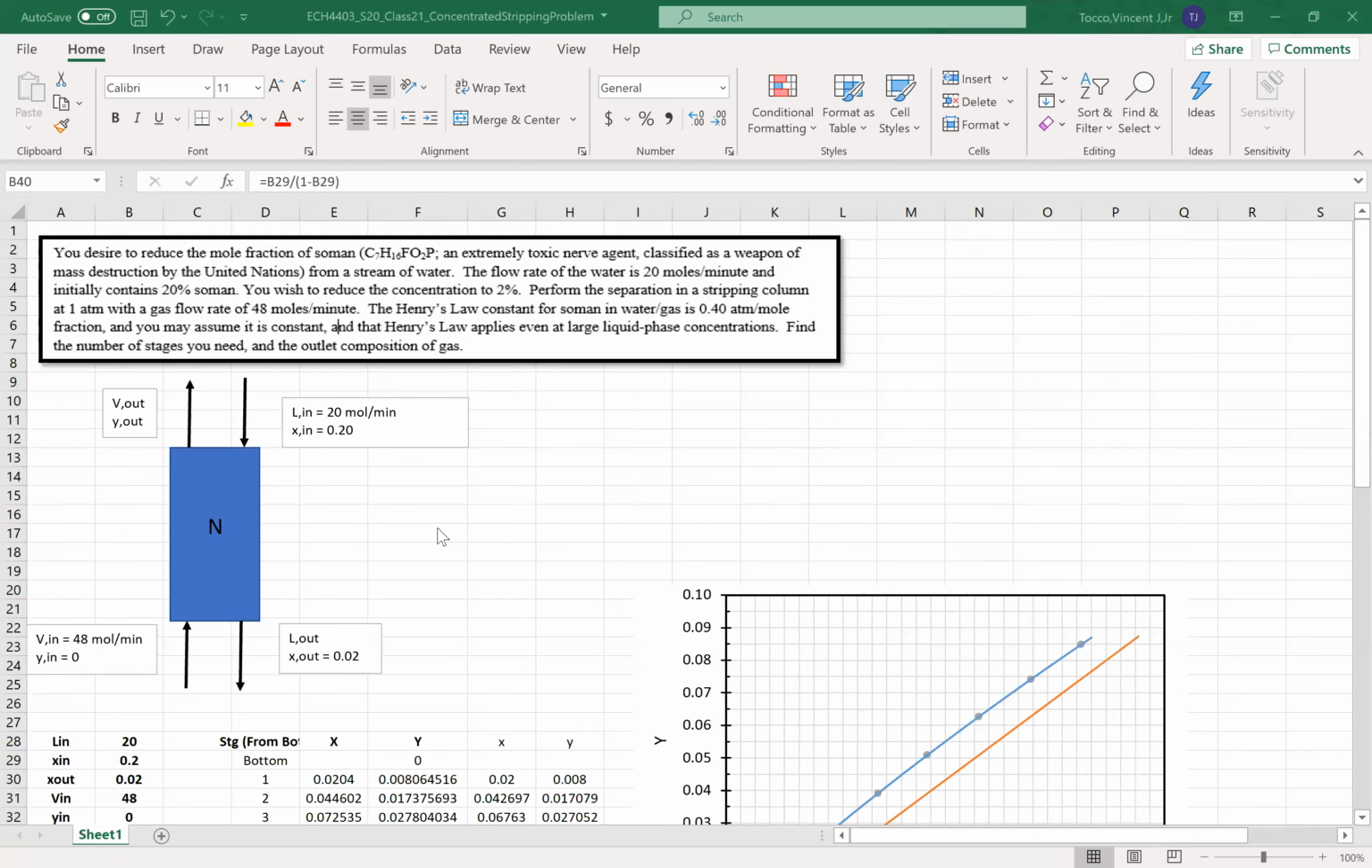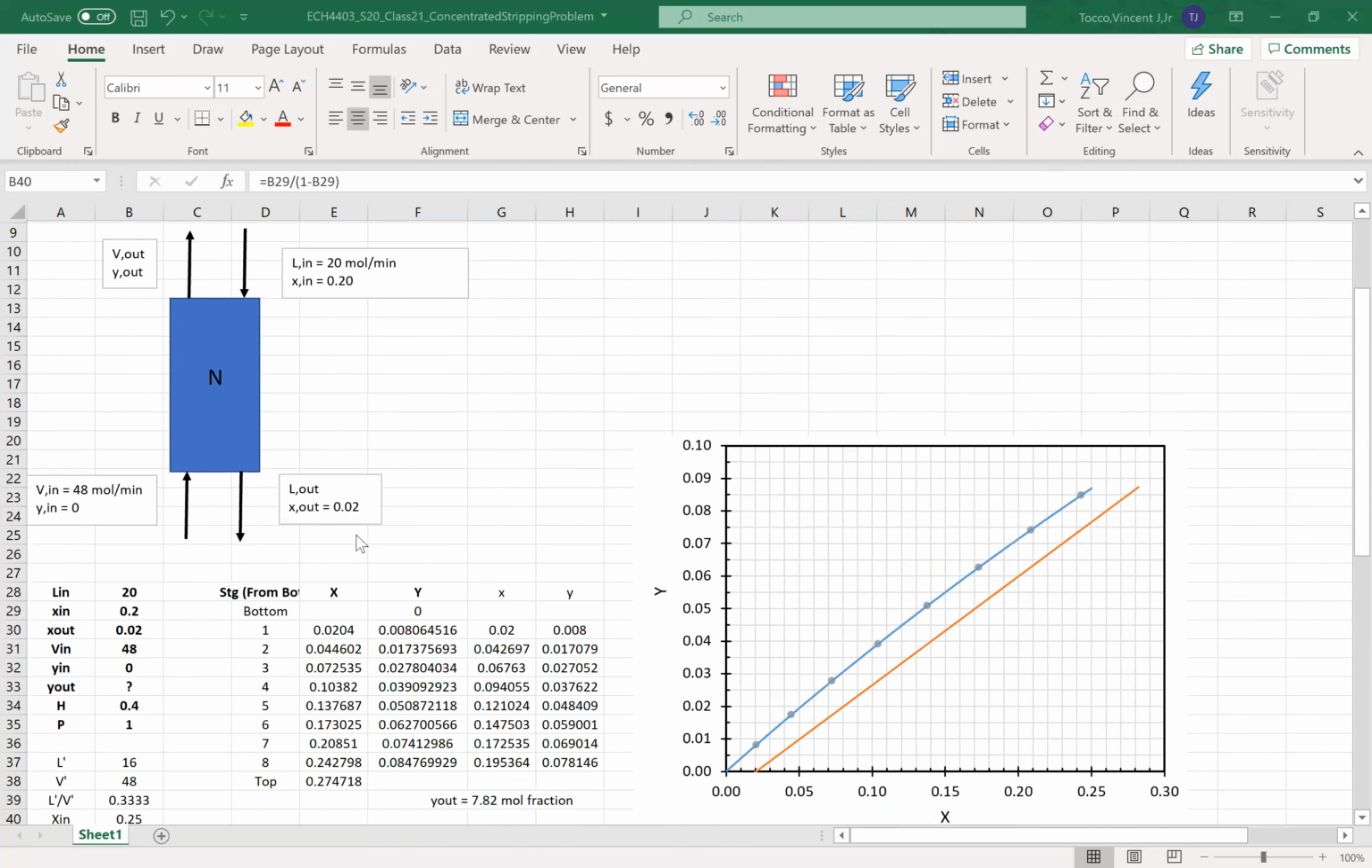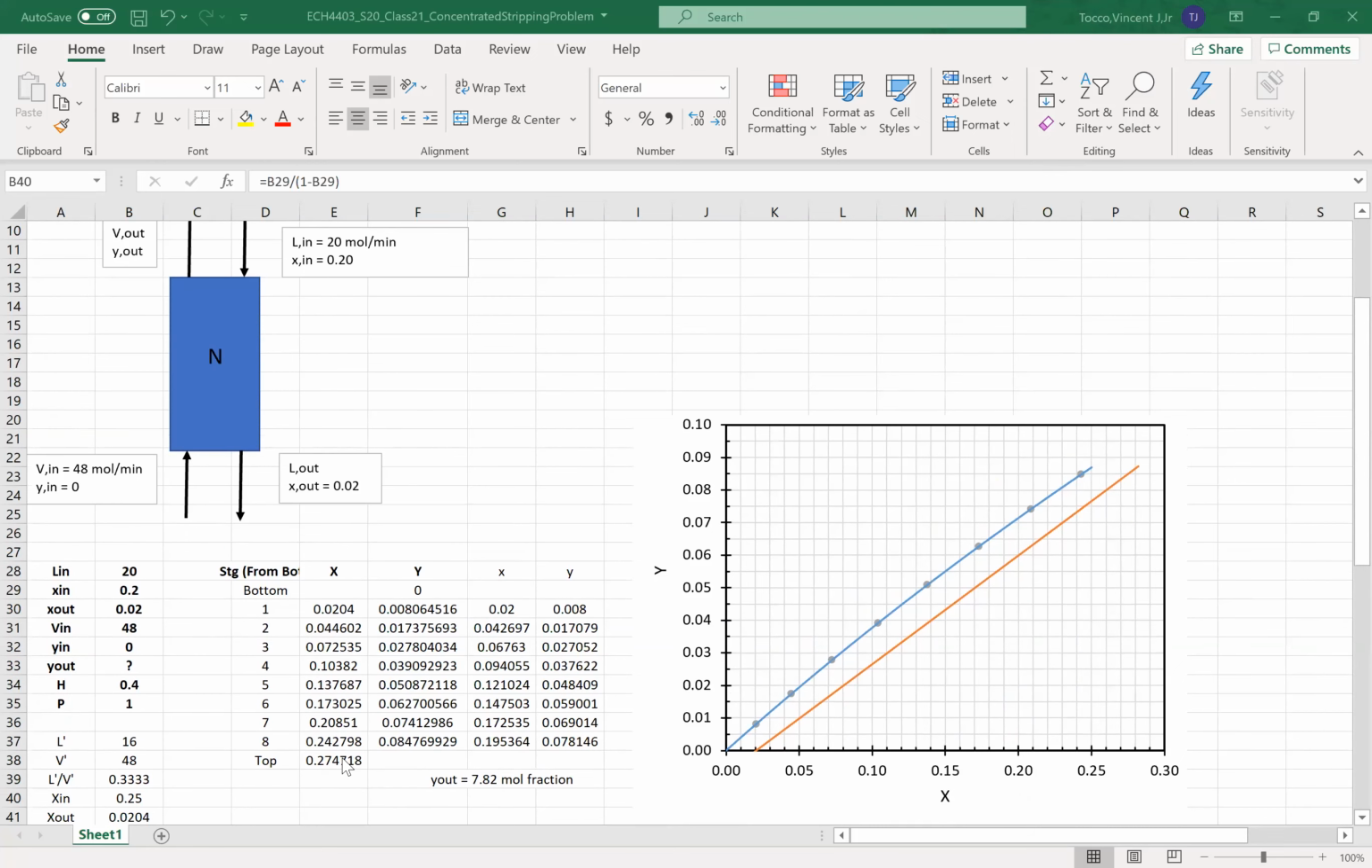Okay, this is part two of our concentrated stripping problem. In part one, we were asked to find the number of stages that we need to reduce the concentration of solute from 20% to 2% in a stream of flowing water. In part one, we ended by concluding that we needed 8 equilibrium stages in our stripper to achieve the desired purity. And at the very end, we said that 8 stages would actually overshoot the intended specification.